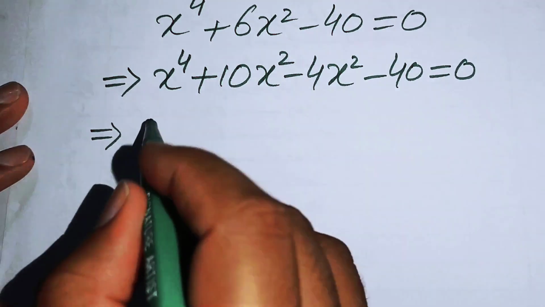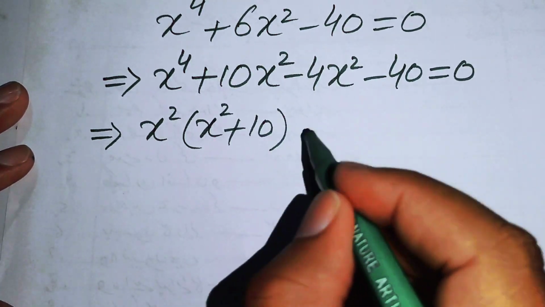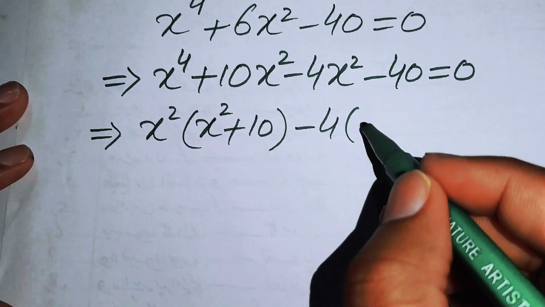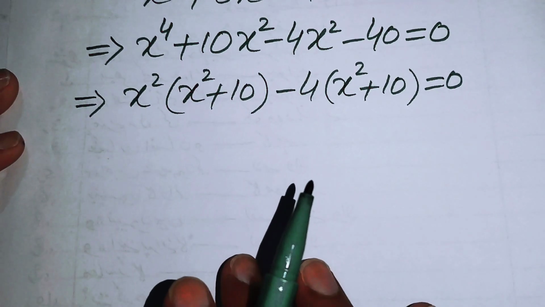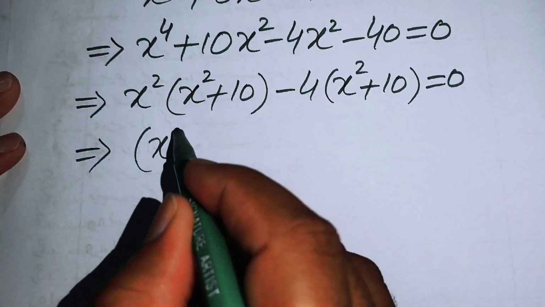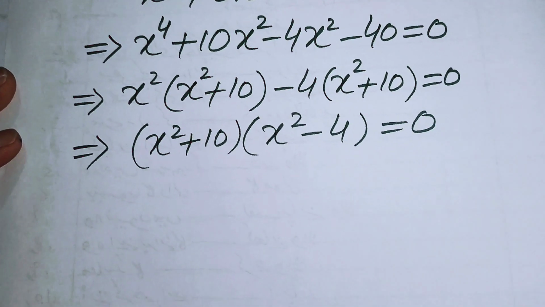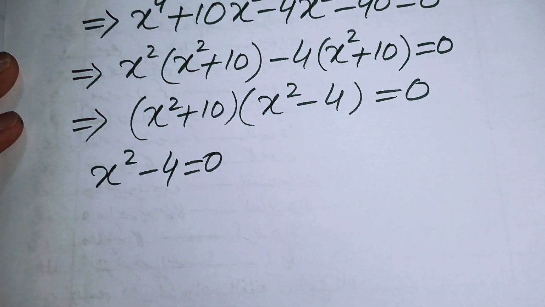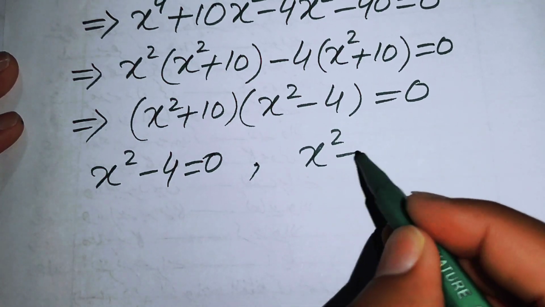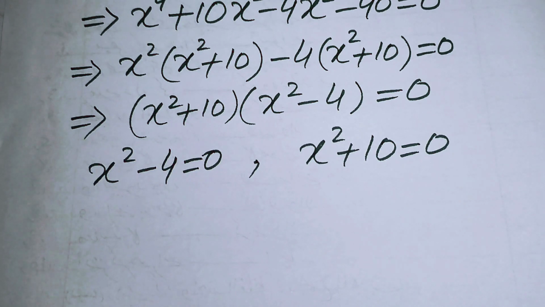And now you see that here we take common x² on the first two terms, and you get x² plus 10, and we take common minus 4 on these two remaining terms, and you get x² plus 10 is equal to 0. And now you focus on both of the terms, and you see that we have the common term x² plus 10, and we get x² minus 4 is equal to 0. So here we have two cases. The first case is x² minus 4 is equal to 0, and the other case is we take x² plus 10 is equal to 0.